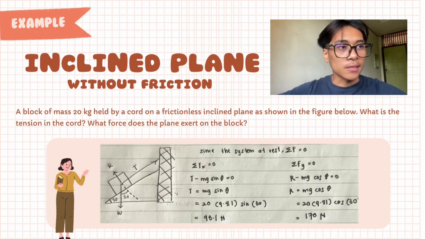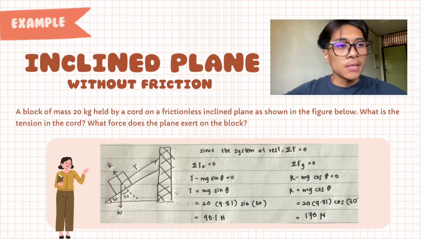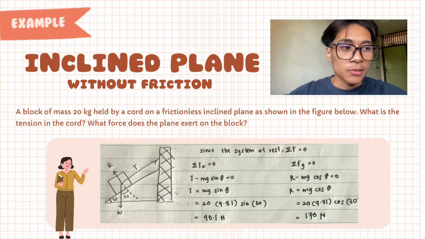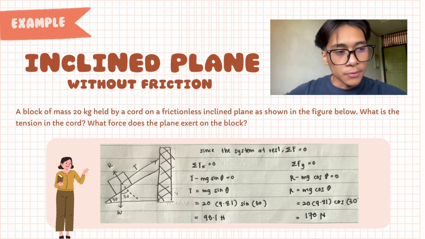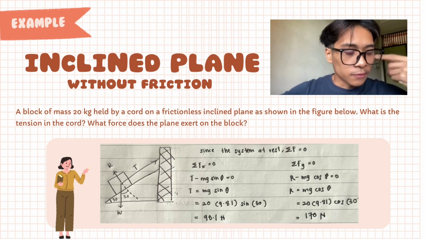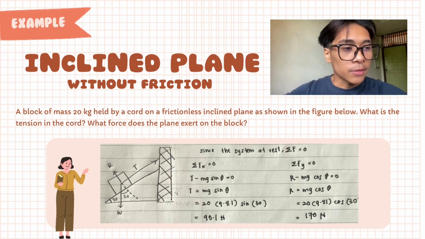Moving on to the example for inclined plane without friction: a block of mass 20 kg is held by a cord on a frictionless inclined plane as shown in the figure below. What is the tension in the cord? What force does the plane exert on the block? So as we can see in the figure below, we have the weight force, we also have the normal force which is R, and also the pulling force which is T, and 30 degrees.